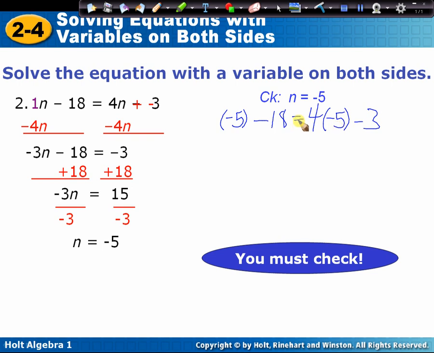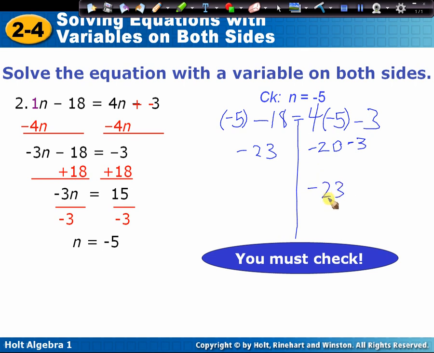If you want to draw a line for your equal sign so you don't start getting confused about what goes where, you can do that. You have -5 minus 18. That equals -23. -5 minus 18 equals -23. Over here we have 4 times -5, which equals -20. And then we have minus 3. -20 minus 3 equals -23.